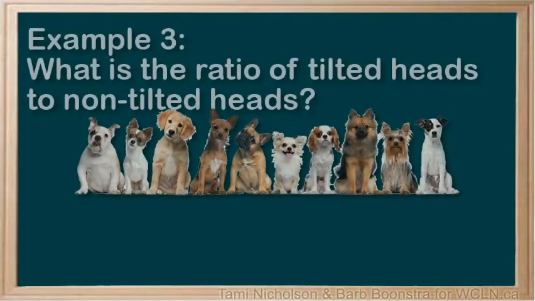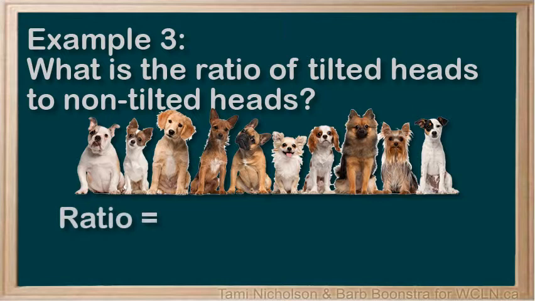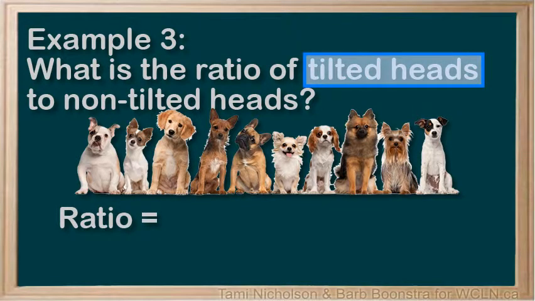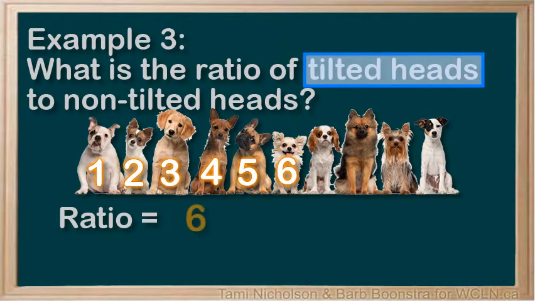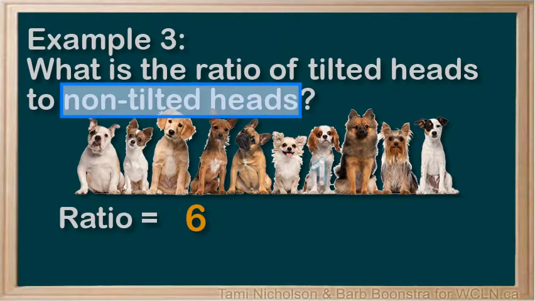Let's consider our dogs again, but this time we'll consider the ratio of tilted heads to non-tilted heads. The tilted heads are listed first, so let's count the tilted heads. 1, 2, 3, 4, 5, 6. 6 dogs have tilted heads. Non-tilted heads would be 1, 2, 3, 4. So we list the 4 and put a colon in between.